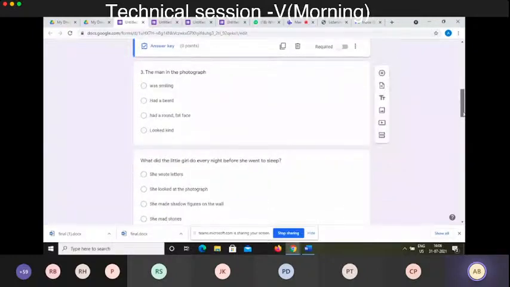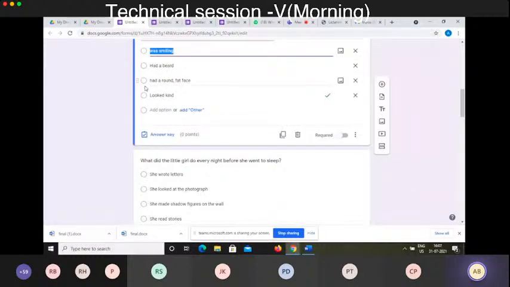And now, the next third question. The man in the photograph was smiling, had a beard, had a round fat face, looked kind. Which is the correct answer? Was smiling. No. Had a beard. No. Looked kind. The man's face was unsmiling, but he looked kind. So this is the correct answer: looked kind.